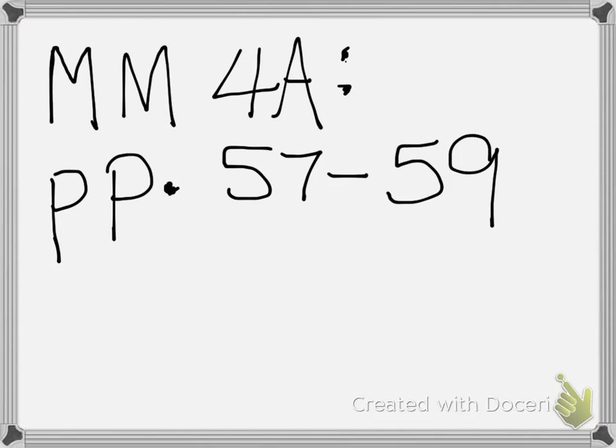Okay, today's lesson is in Book 4A in Math Mammoth. We're going to be starting on page 57, and your homework is going to go through page 59. So, starting on page 57, let's look at some of those numbers on that page.